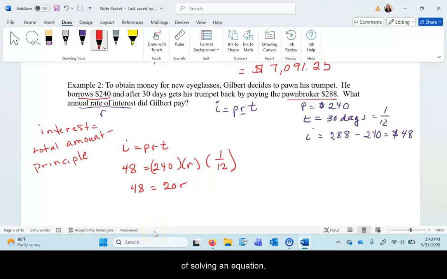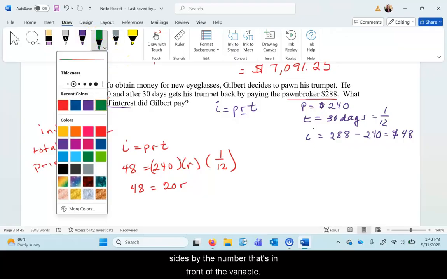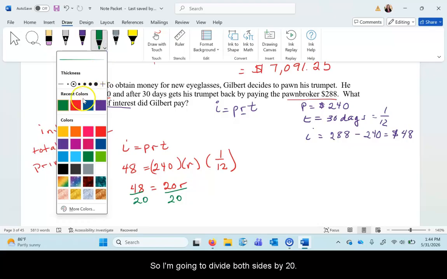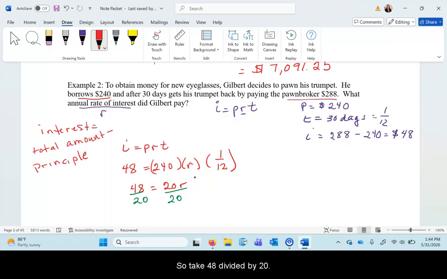Now, we're going back to kind of solving an equation. Remember, if you have a number in front of the variable and you need to solve for R, then we need to divide both sides by the number that's in front of the variable. So I'm going to divide both sides by 20. So take 48 divided by 20. R equals 2.4. Let's pause for a second.